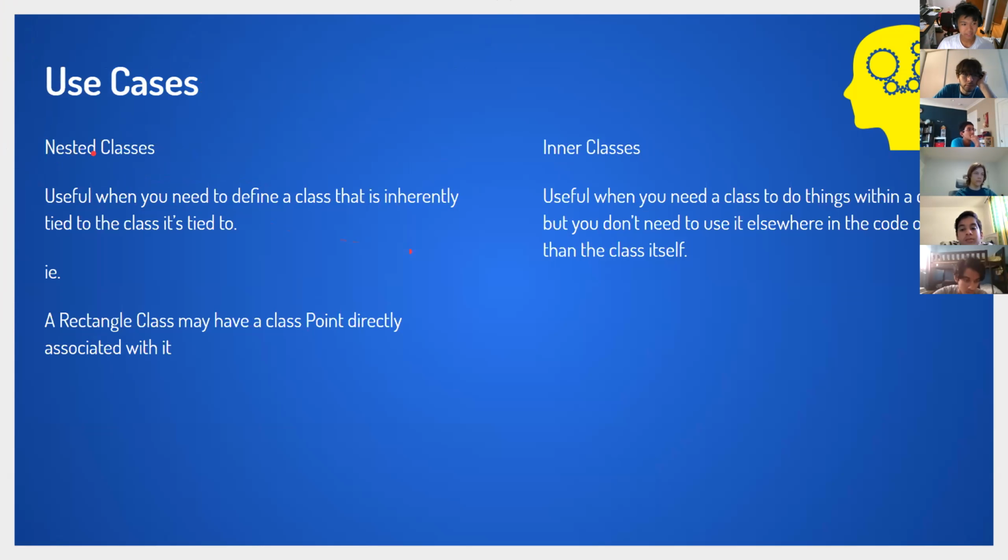And there are some use cases for them. Nested classes, the static classes, are useful when you need to define a normal, regular class, but it is inherently tied to the class that it's under. What I mean by that is it's directly related. For example, a rectangle class may have to be defined by a class called Point, but you don't want to put Point in a separate file in its own little class. You can make it a nested static class. And an inner class is useful when you need a class to do things within another class, but you don't need to use it anywhere else in the code other than the class itself. It doesn't have to work with information other than the class itself. That's where an inner non-static class might be really useful.